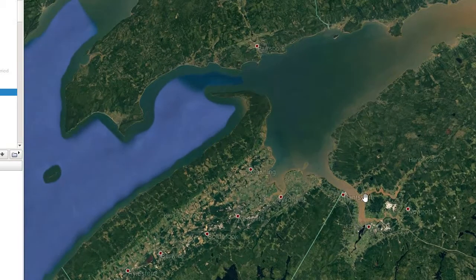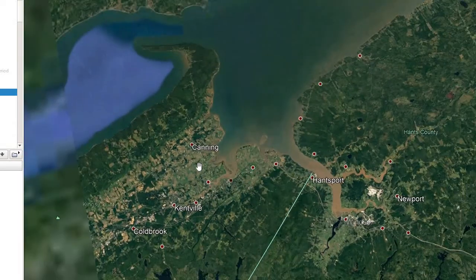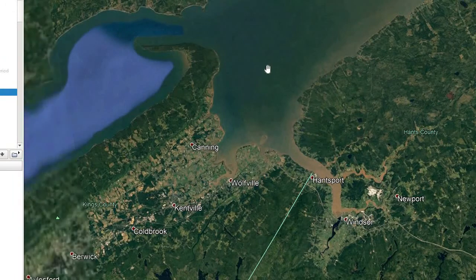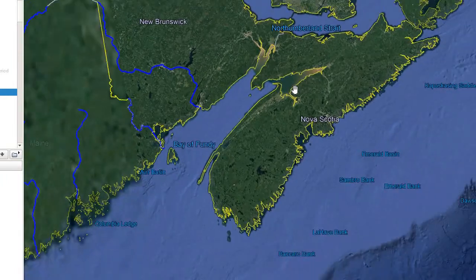and you can tell just by the muddiness of this area how the tide would flood and then recede over the course of a day.